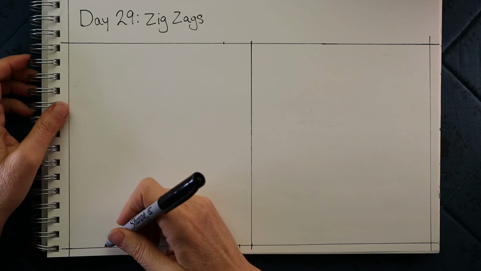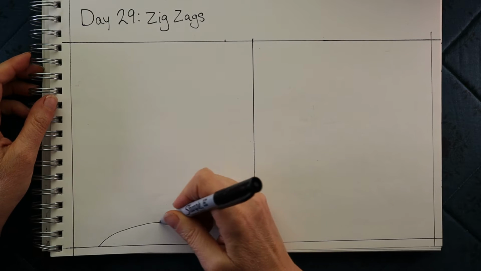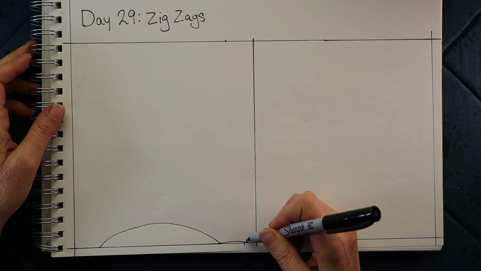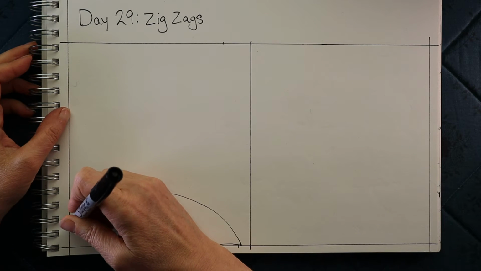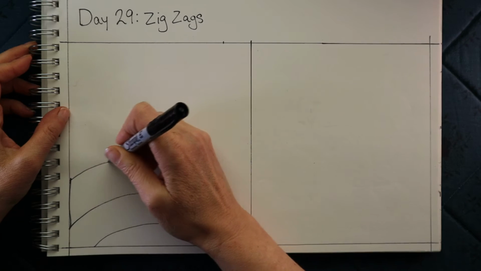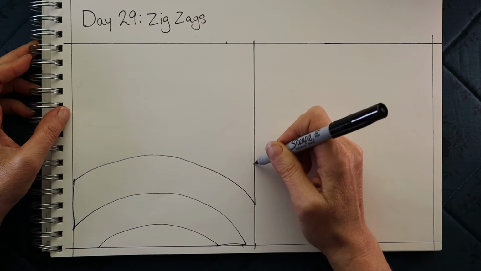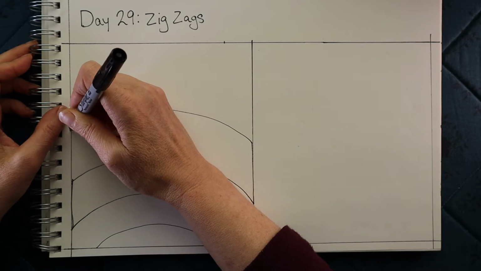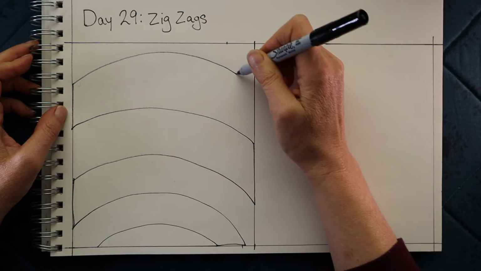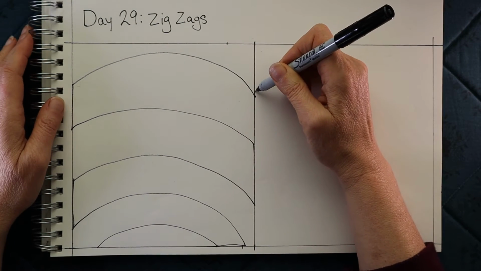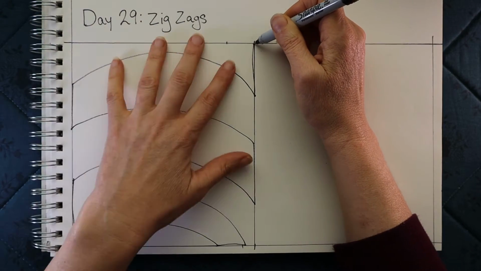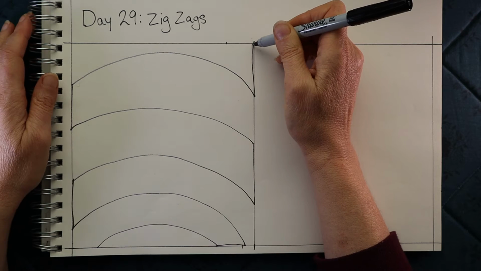The first one I'm going to call rainbow zigzags or Zig Zag Arches. So first thing you need to do is just draw a bunch of echoing arches like that. And then you're going to fill in the spaces with the zigzags.